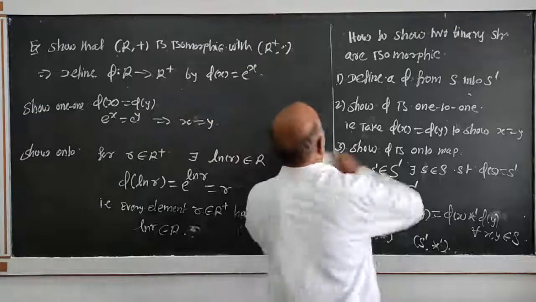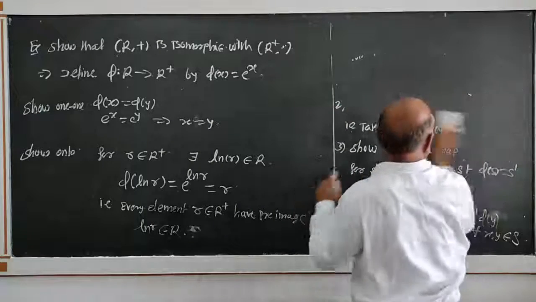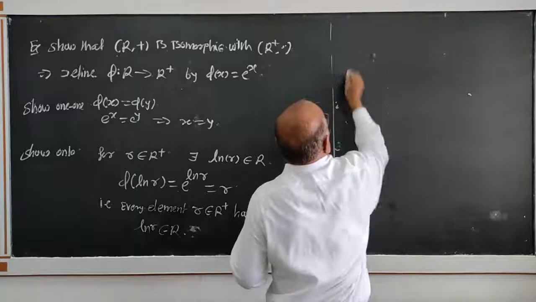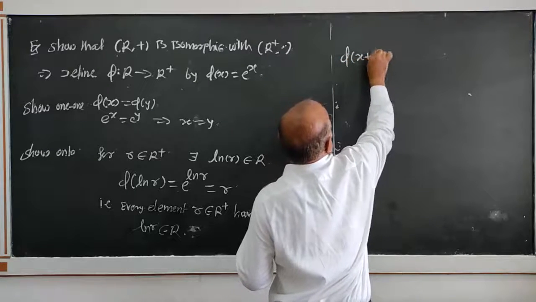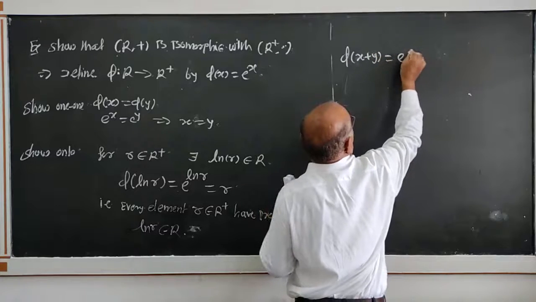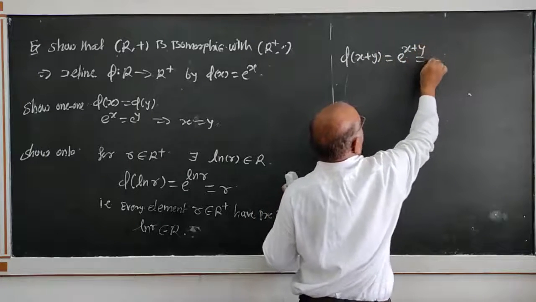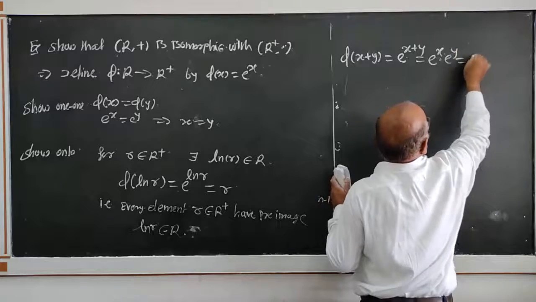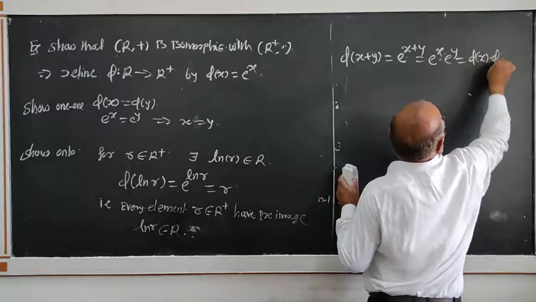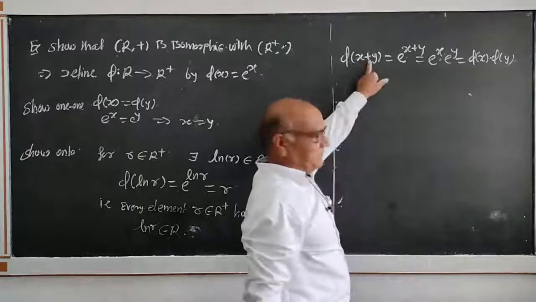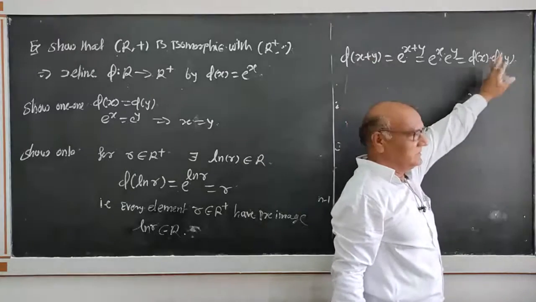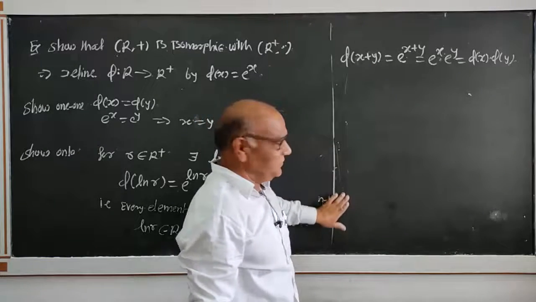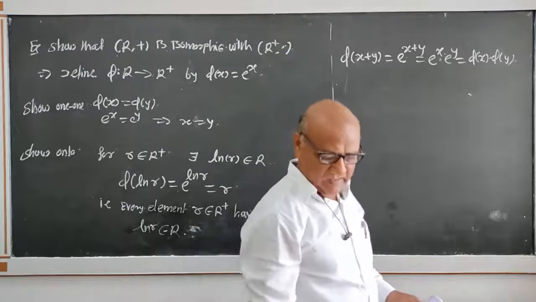And the last condition: phi of x plus y is equal to e raised to x plus y. This is equal to e raised to x times e raised to y, and this gives phi of x into phi of y. Here the first binary operation is addition, here the second is multiplication. That means this condition is also satisfied, and so these two binary structures are isomorphic.